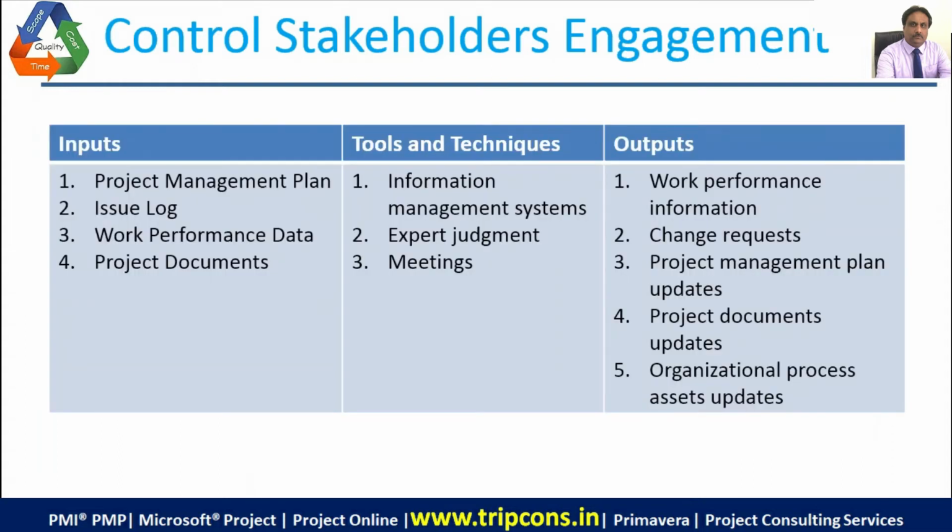Now for control stakeholder engagement, these are the inputs: the project management plan, then the issue log, work performance data, and project documents. The tools and techniques are the information management systems, then your expert judgment, then your meetings. Work performance information is the output. Okay, and change requests in the engagement level, if required, and project management plan updates, project document updates, and organization process asset updates.